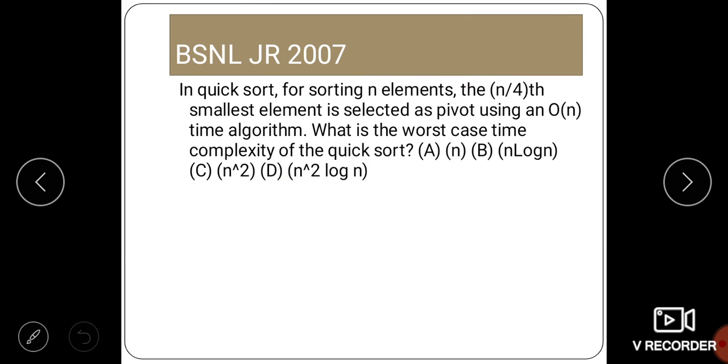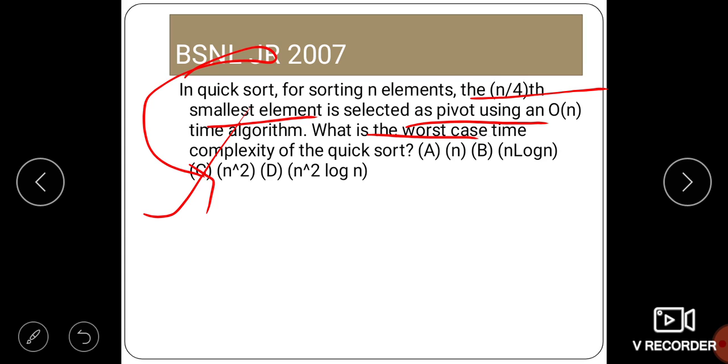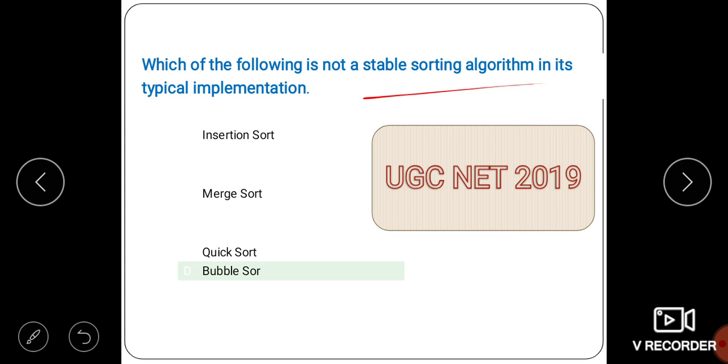Now next is the same question in the quicksort algorithm. The n/4th smallest element is selected as the pivot using O(n) time complexity. So what is the worst case? The worst case is O(n²). For quicksort, the worst case is always O(n²). Now next, this was asked in UGC NET.